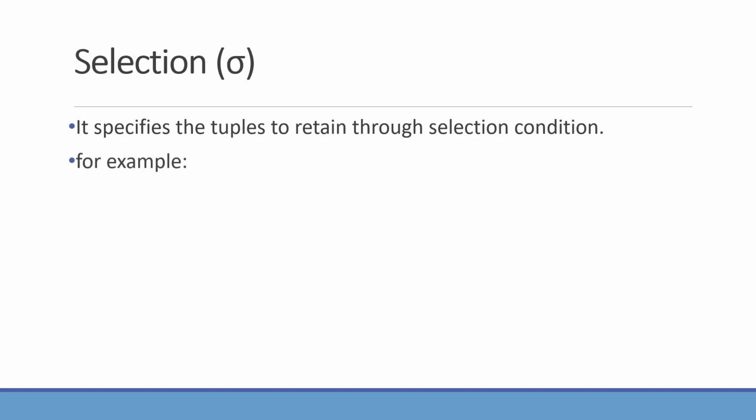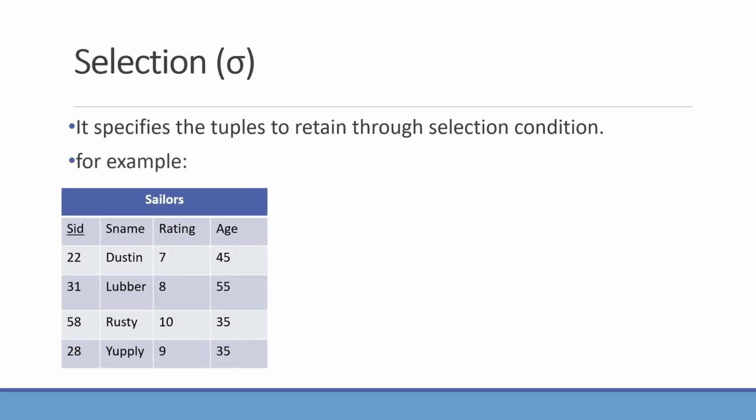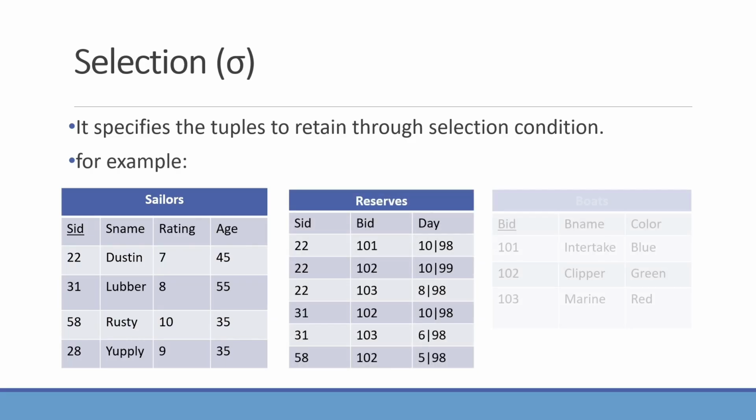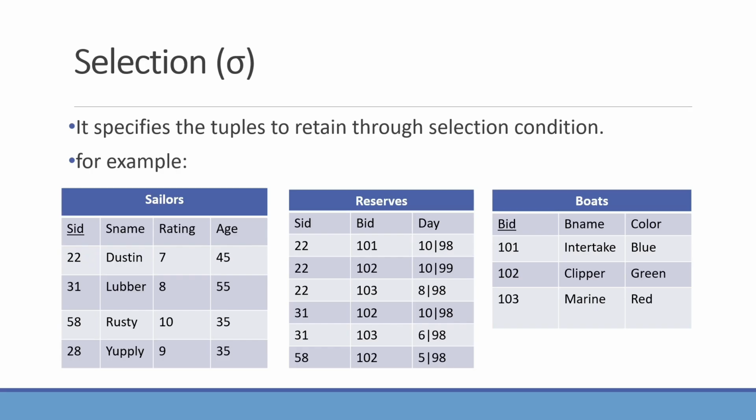For example, let's consider three tables, that is sailors, reserves and boats, having attributes. For sailors, it is SID as the primary key, SName, rating and age. For reserves, it is SID, BID, day, and for boats, it's BID, BName and color. BID is the primary key. Let's see how the selection operation works.